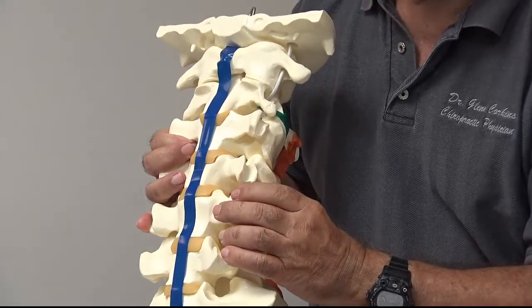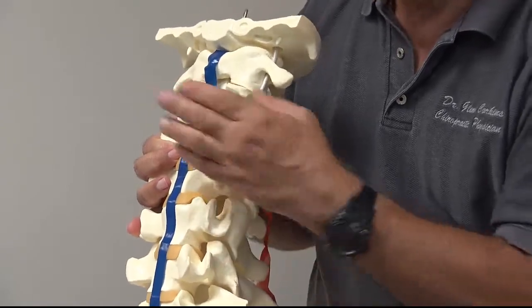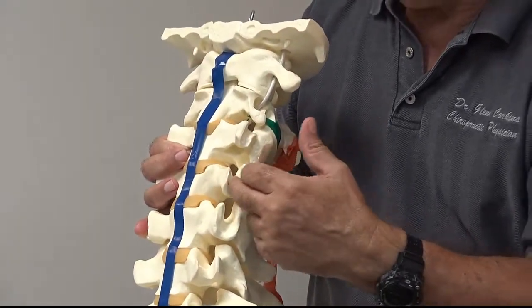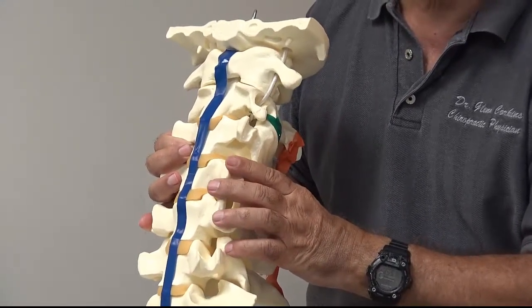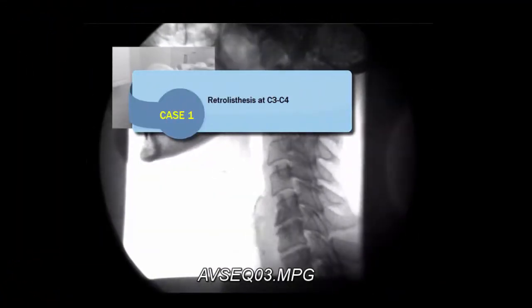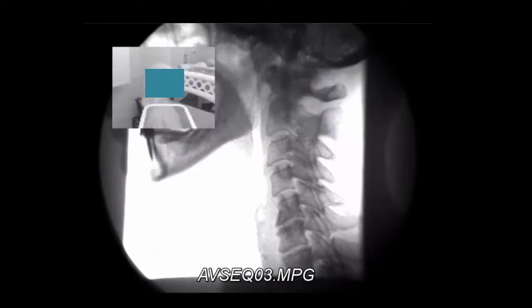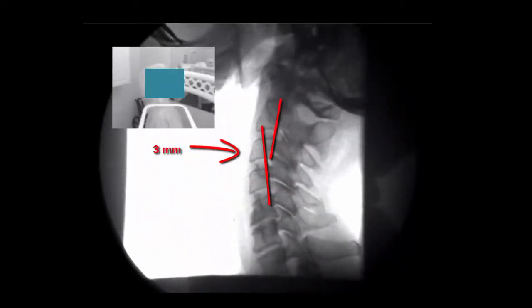Now, I'm going to show you some x-rays that show that when you move into flexion and extension, if there's damage there, you will see abnormal movement and you will see a retrolisthesis. In this patient, you'll see a retrolisthesis at C3, C4. As she flexes forward in the motion x-ray, there's complete alignment of 3-4 as she flexes down, but as she goes and looks up, there is a movement of 3 millimeters at 3-4.